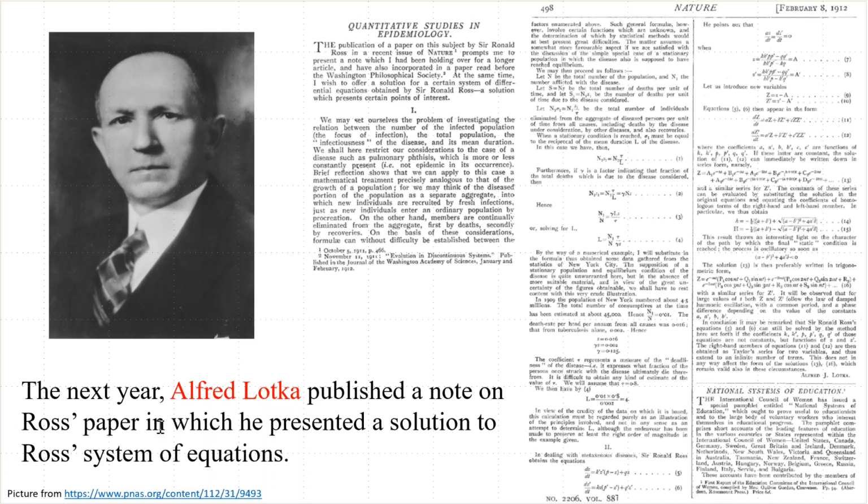And what he did was extend Ross's analysis, because Lotka was a very famous mathematician, and he presented a solution to Ross's system of equations that he had set up. Now, you're going to hear a lot more about Alfred Lotka in this class. Lotka was the mathematician that proposed the equation for logistic population growth that you're going to talk a lot about in this class.